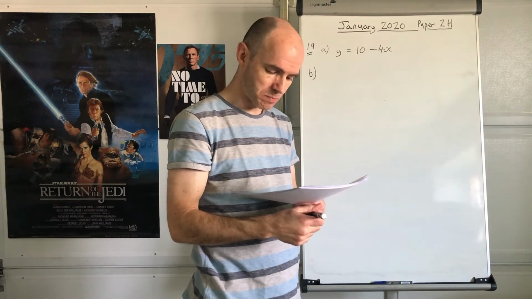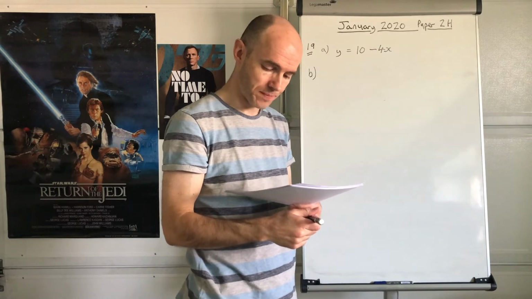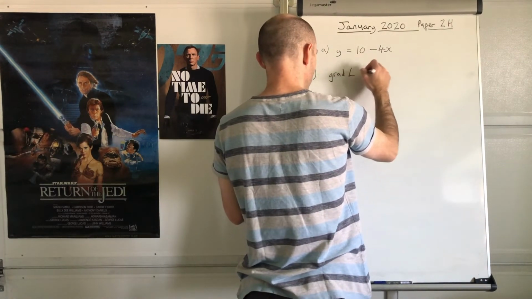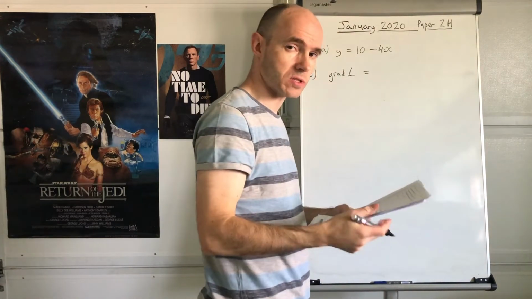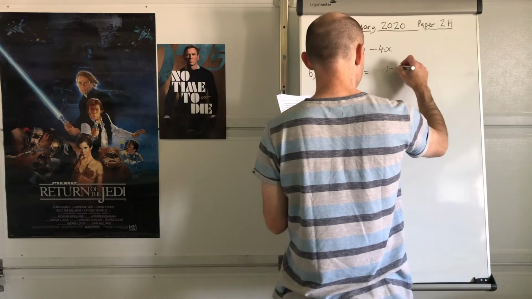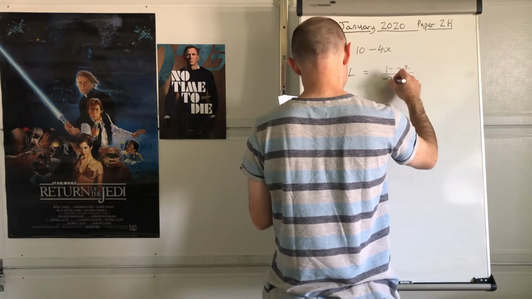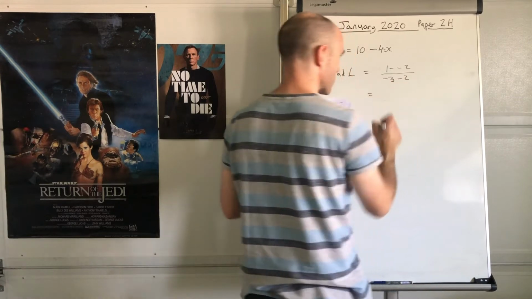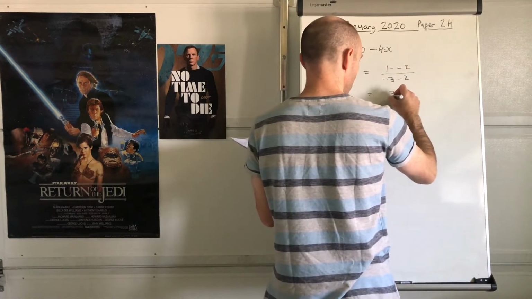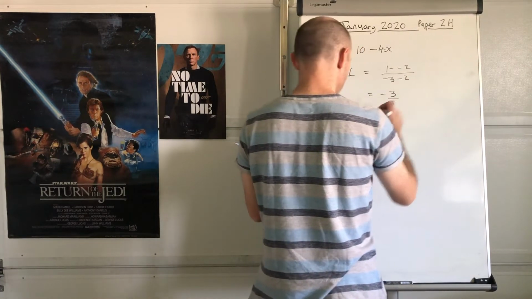Find an equation of the line that's perpendicular to L, passes through the point with coordinates -6, 4. First thing you need to do is work out the gradient. So the gradient of L, and remember that's changing y coordinates over changing x coordinates. So I'm going to do 1 subtract -2 for the change in y coordinates, and then -3 subtract 2 for the change in x coordinates, okay? So 1 subtract -2, that's 3, and then -3 subtract 2 is -5, so -3/5, okay?